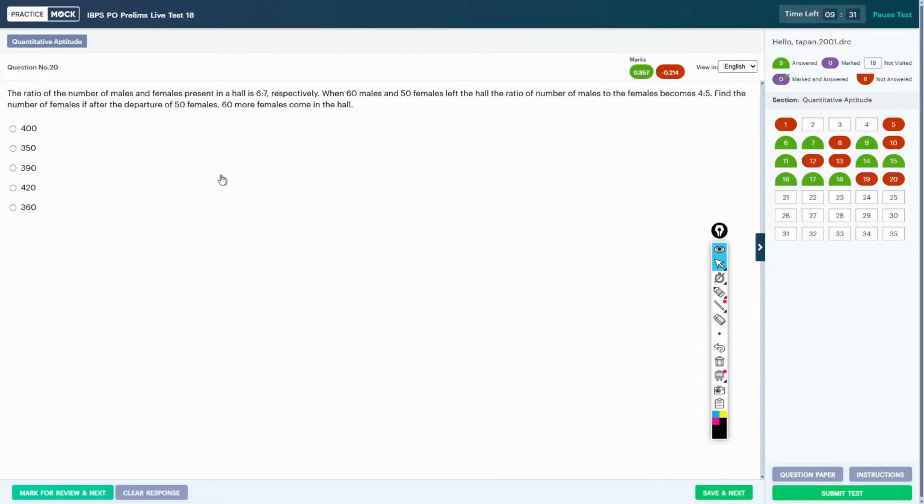The ratio of the numbers of males and females in a hall. Okay, I'll just look for simplifications. Okay, so next, the ratio of males and females present in a hall is 6 to 7. When 60 males and 50 males left, the ratio of males to females is 4 to 5. So 2 decreases, 2 decreases. Okay, but this is not matched.